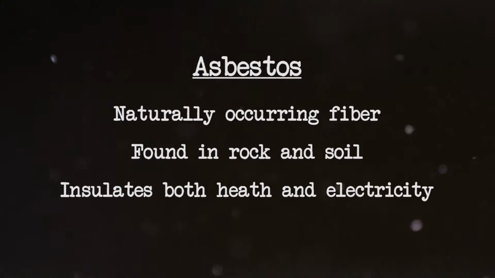Today we're going to be talking about asbestos. Asbestos is not a man-made fiber, it's a natural fiber that is found in rock and soil. It was used as an insulator because it's fireproof, unaffected by chemicals, and it doesn't conduct electricity. It did a great job for thousands of years, but it came with high health risks.